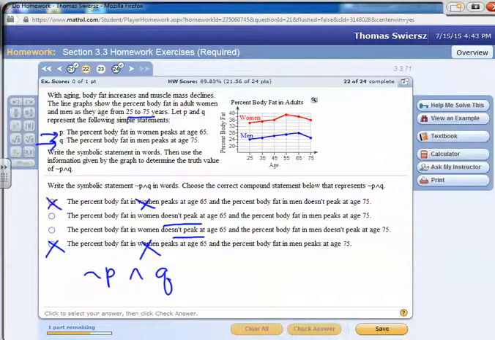Okay, then the word and, right? They both have an and, the percent of body fat, and then it's Q, the percent of body fat in men peaks at age 75. That is Q, right? Because this one here, the percent of body fat in men does not peak, is not Q, but we need not P and Q. So definitely the second choice is the correct answer for this one. It is the percent of body fat in women does not peak at age 65, and the percent of body fat in men peaks at age 75. That's Q, okay?